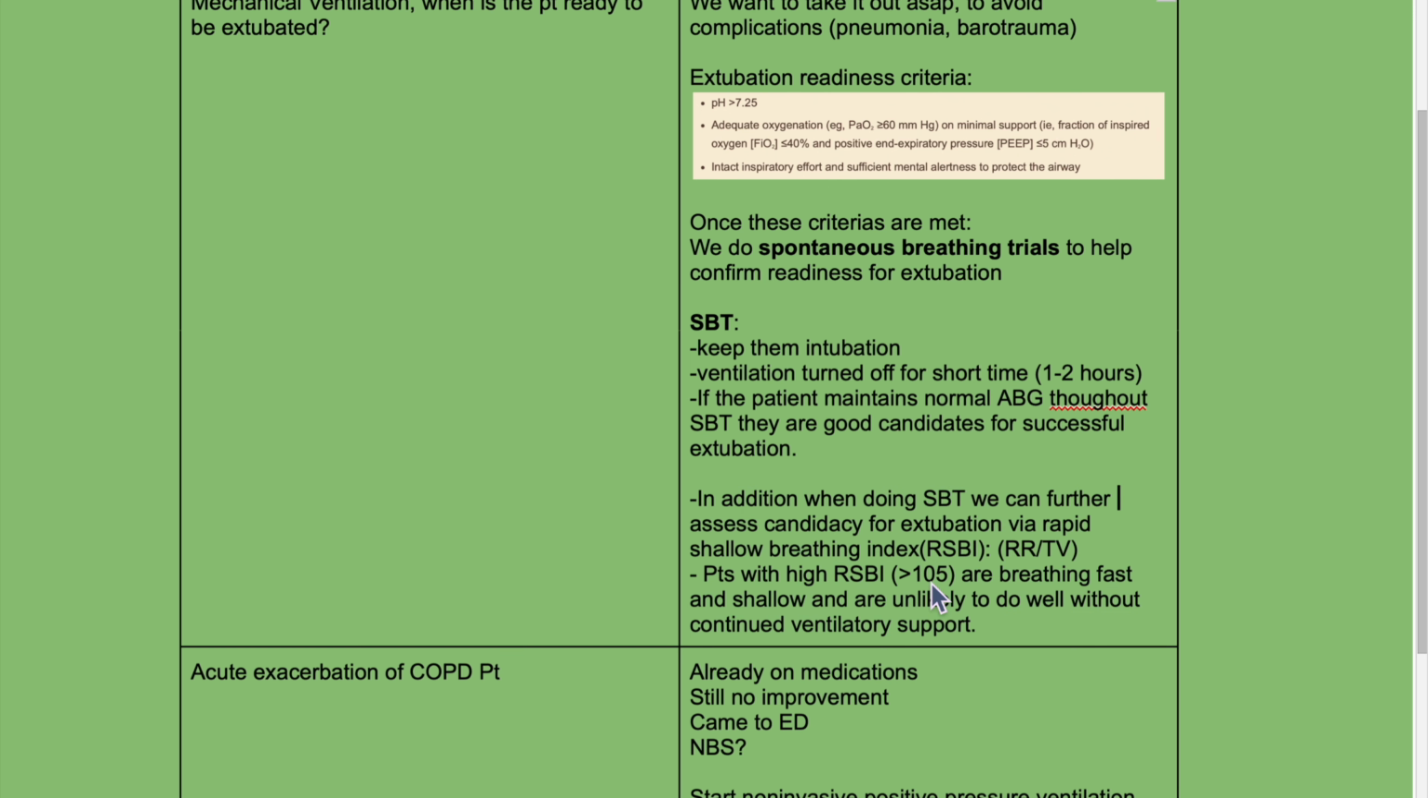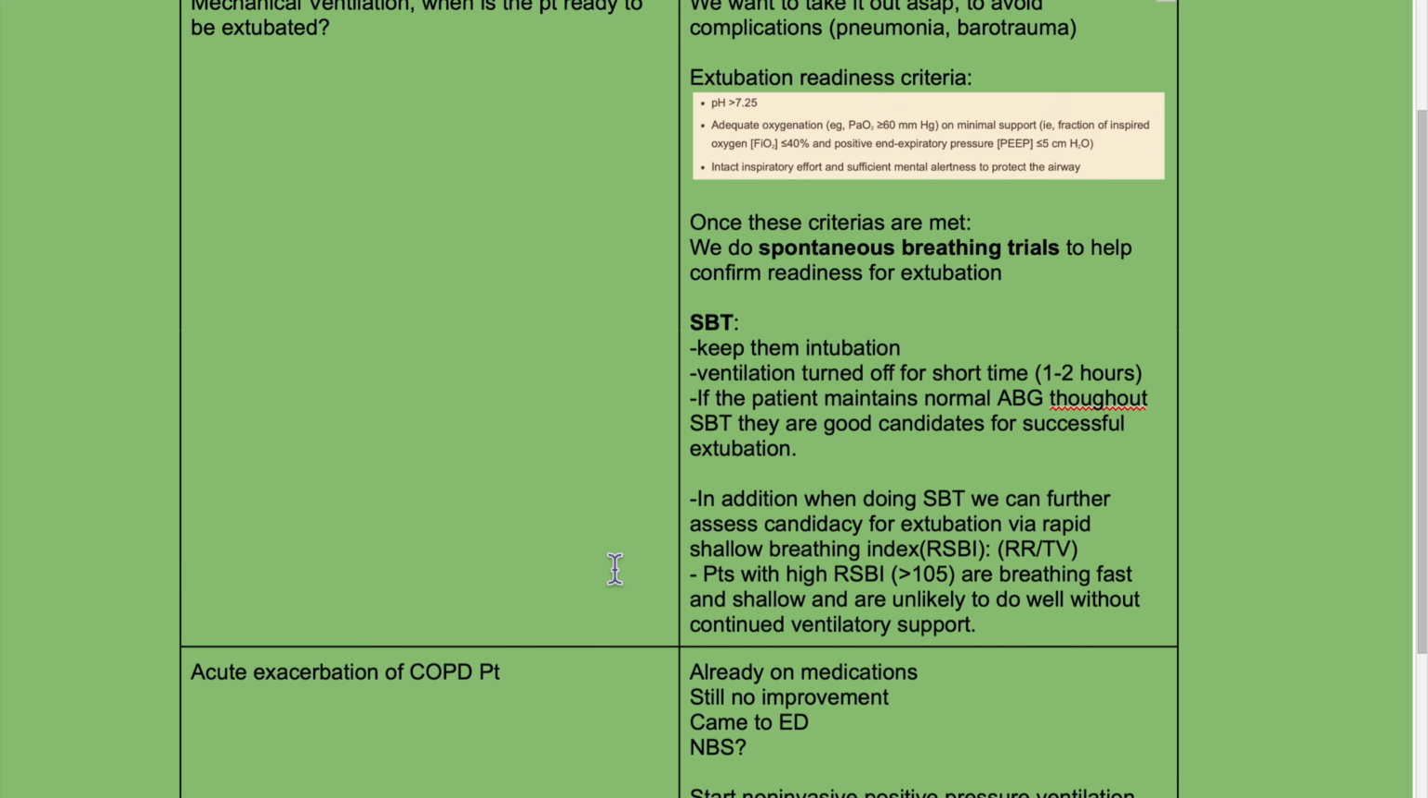So I added it here because I didn't know about it. In addition, when doing SBT, we can further assess candidacy for extubation via rapid shallow breathing index, RSBI. This is respiratory rate divided by tidal volume. Patients with high RSBI, that is more than 105, are breathing fast and shallow, and are unlikely to do well without continued ventilatory support.